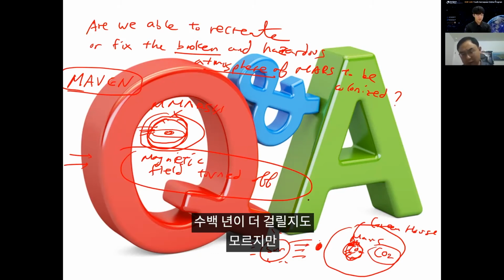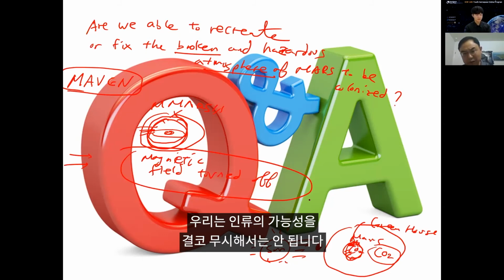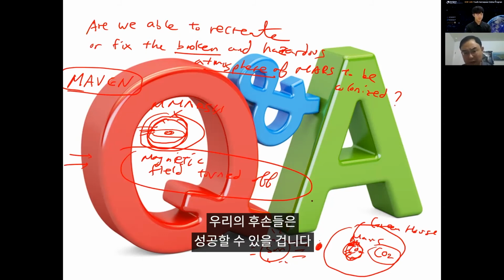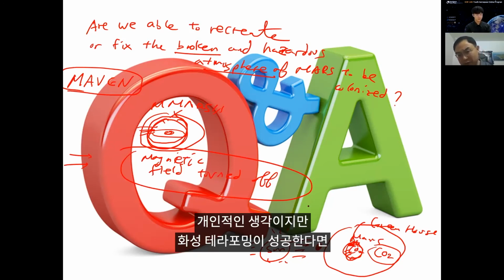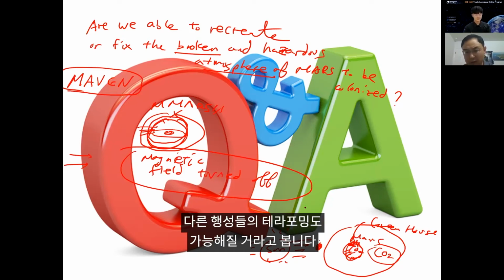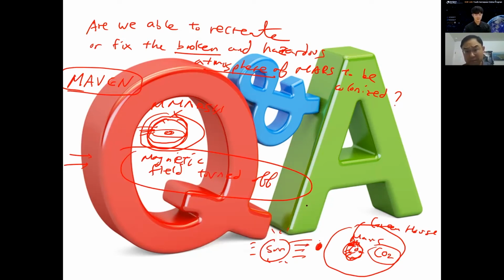It may take hundreds of years, but we know that we should never underestimate the possibility of humanity. Our future generations, I'm pretty sure they will be able to do it. And personally, I feel that if we succeed in terraforming Mars, we could continue terraforming other planets too. I hope I answered your questions.